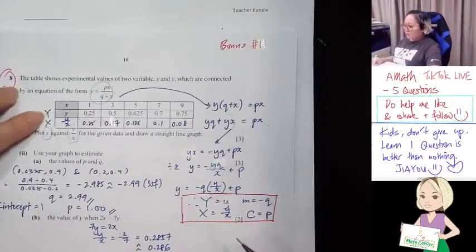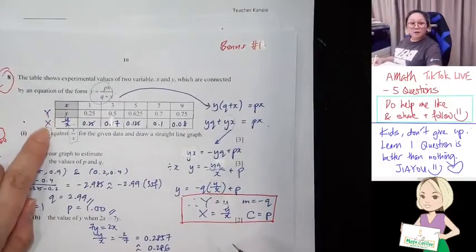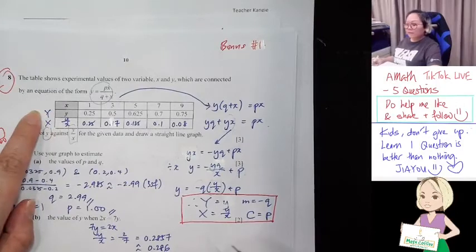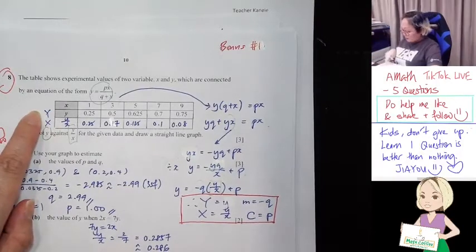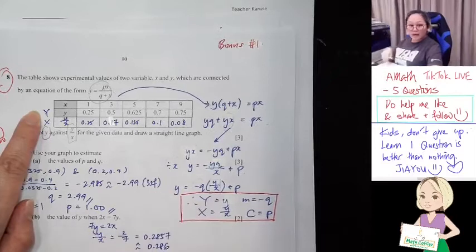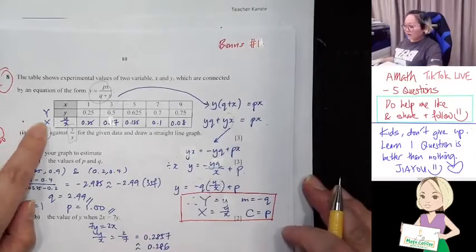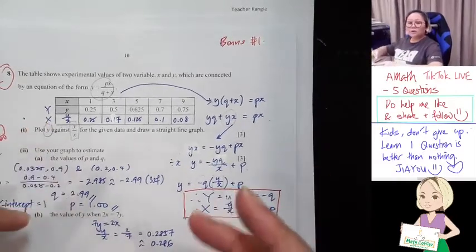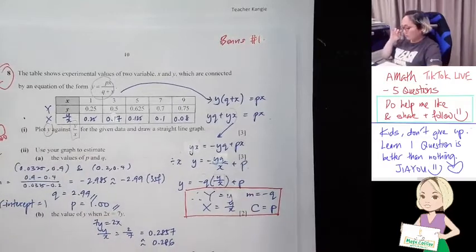So you see that I will always write at the side which one is my big X, which one is my big Y. Because when you plot the graph, you always look at the X then the Y, right? X then Y, X then Y. So if you don't write the X and the Y, you might put it the other way around. Then your graph will be wrong.